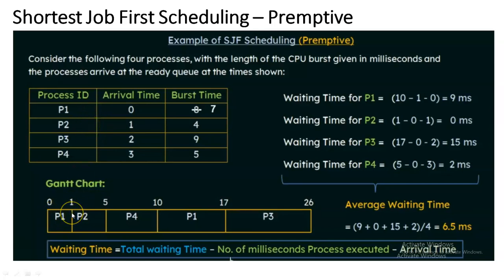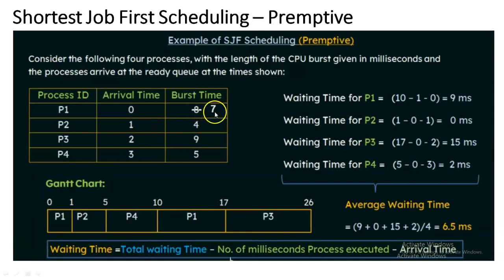0 to 1, P1 has been served for 1 unit of time. So the burst time 8 has been updated as 7 because 1 unit of time has been served for process 1. At the unit time 1, another process P2 comes. At this point, you are going to compare P1 and P2, the already existing process and the new process that is coming in. You check the burst time. Whichever burst time is smaller, you are going to serve that process. So compare the burst time of P1 and P2 now.